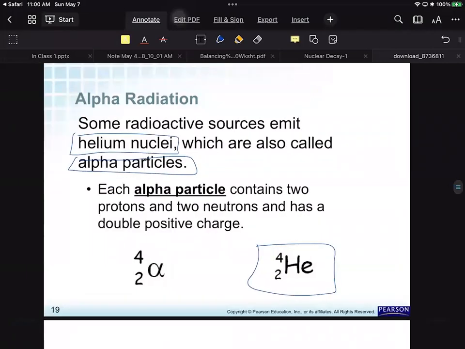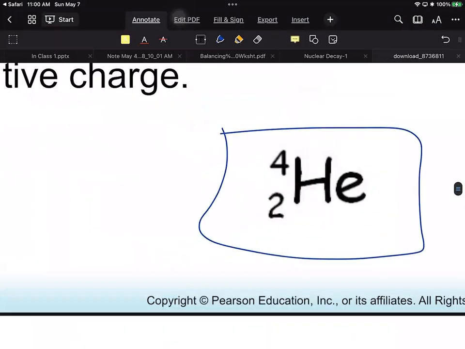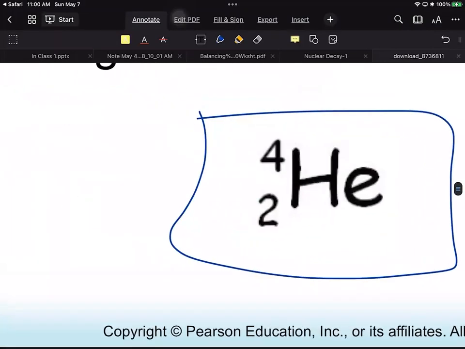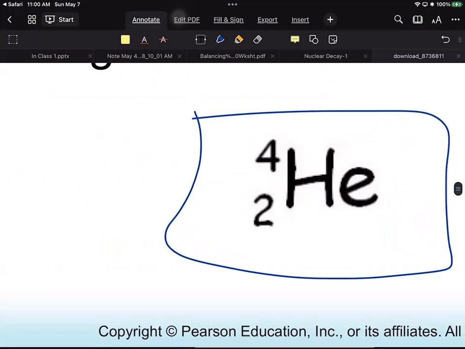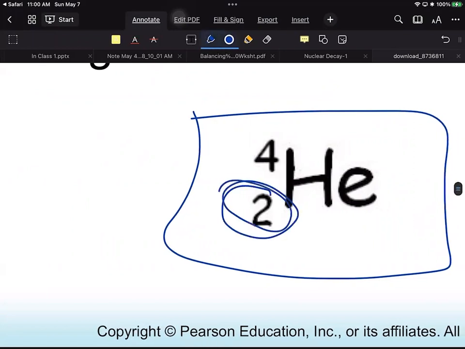I just want to explain what these numbers mean. The top number, the 4, is the mass number. The bottom number is the atomic number. The atomic number is just the number of protons. So the atomic number is what we look at to identify the element, like finding it on the periodic table.